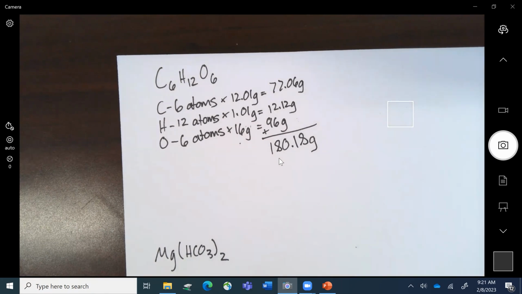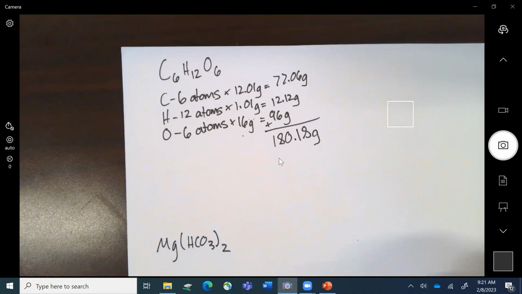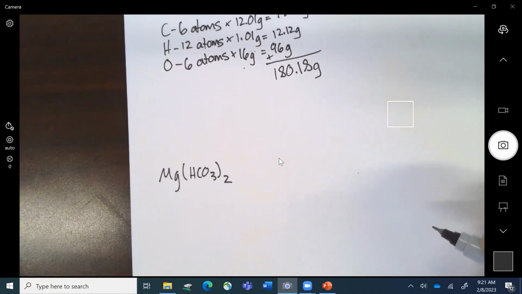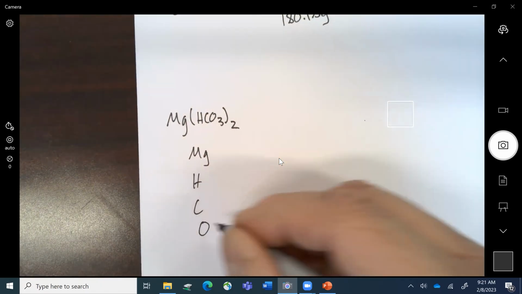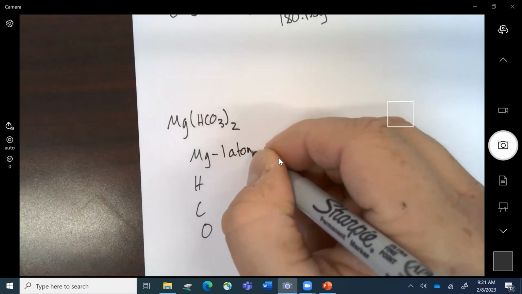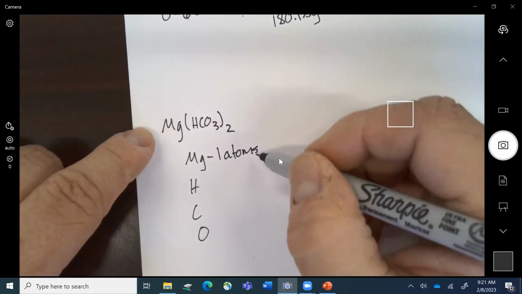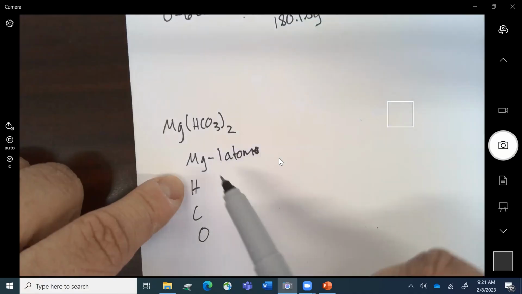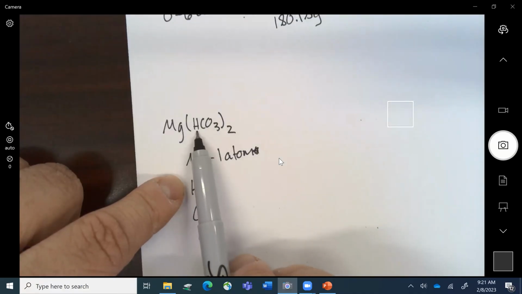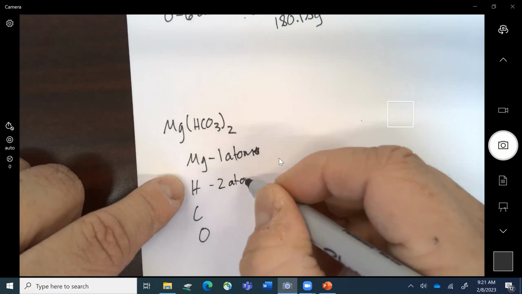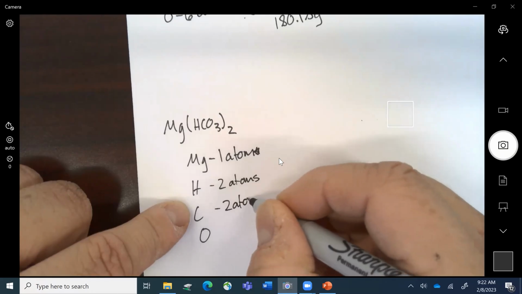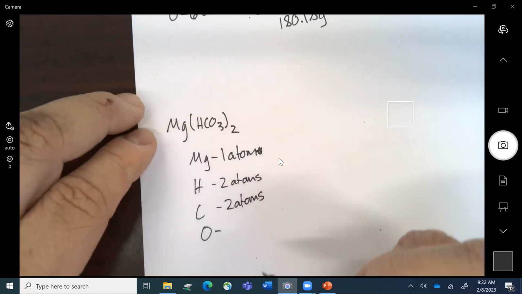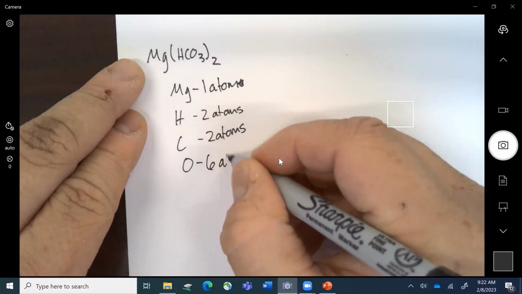And then we have Mg(HCO3)2, or magnesium bicarbonate is the name of this one. So we have Mg, H, C, and O. We have one atom of Mg. Do you all agree? There's only one, so it's one atom. H: we have parentheses again with the 2, so 2 times 1, 2 atoms. Carbon, there's only 1, but you've got to multiply it by the 2, so 2 atoms. Then oxygen, 3 times 2 is 6 atoms.